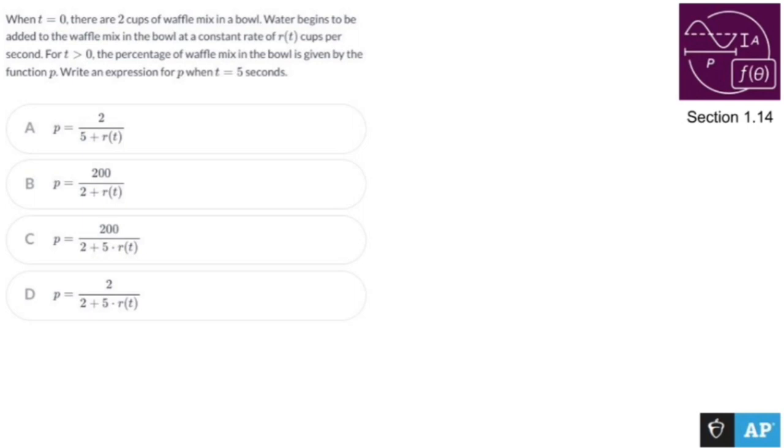Okay, so this is how I'm going to set this up. Don't like these problems, don't like them at all, but this is what I'm going to do. At the very beginning, you have 2 cups of waffle mix, done. Now what's going to happen is you're going to create a total. So when I think of this, I almost think of probability where you have what you want over the total possibilities.